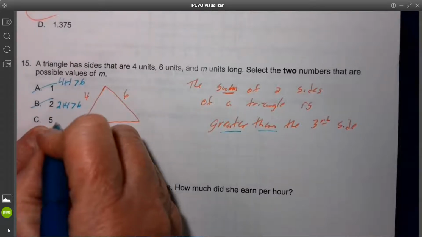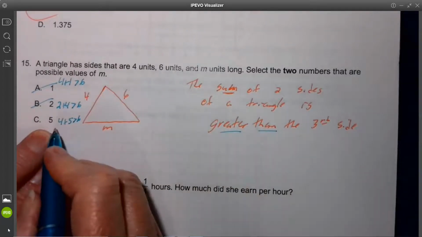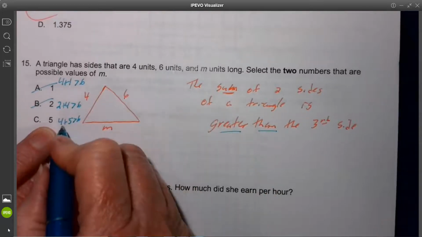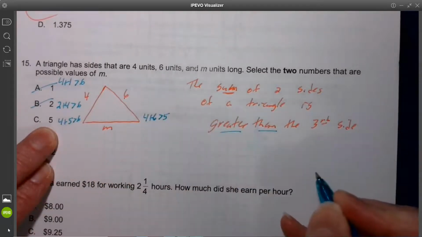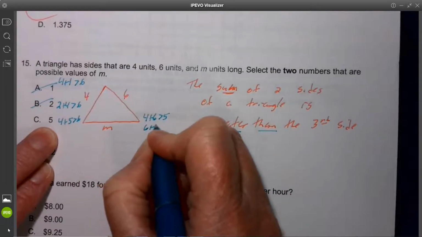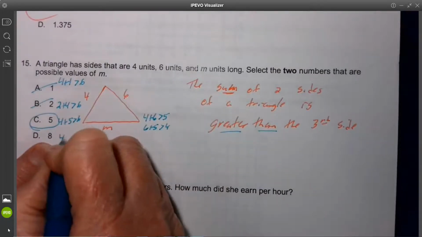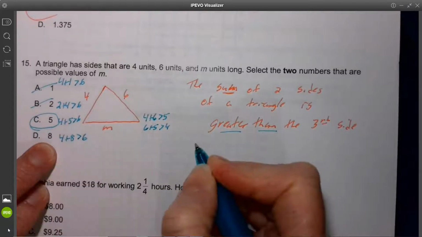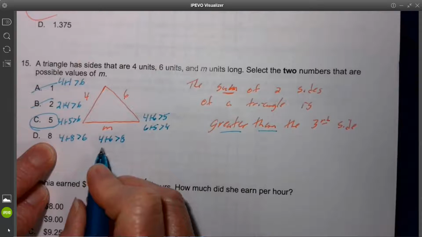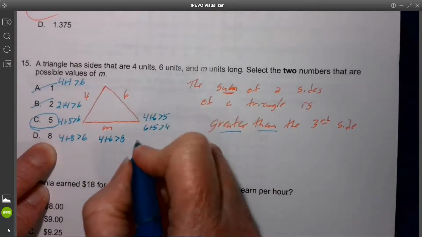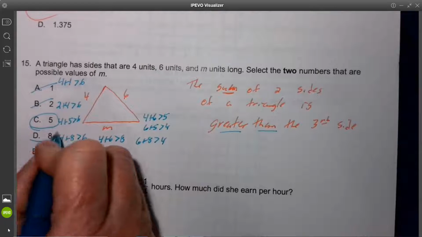Okay, let's try 5. 4 plus 5, is that greater than 6? Yes. Okay, keep going with 5. Let's see. 4 plus 6, is that greater than 5? Yes. And 6 plus 5, is that greater than 4? Yes, that one works. Here we go. 4 plus 8, greater than 6? Yep. 4 plus 6, greater than 8? Yes, that's 10. 6 plus 8, greater than 4? Yes. And we only need 2, so we know that's our answer.